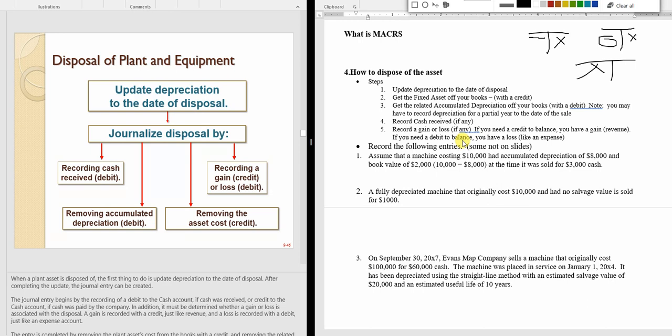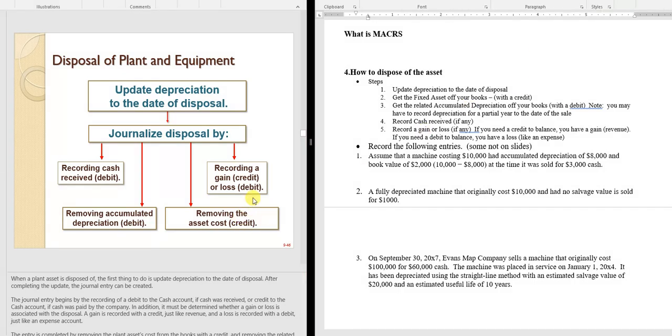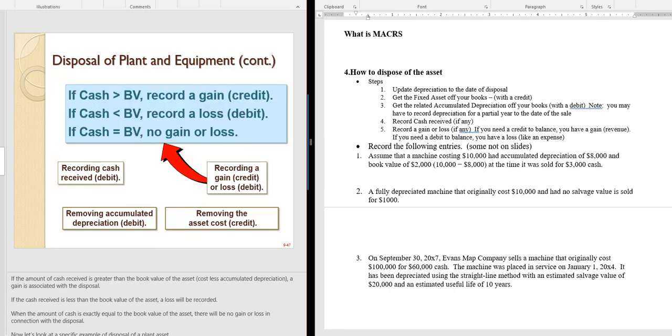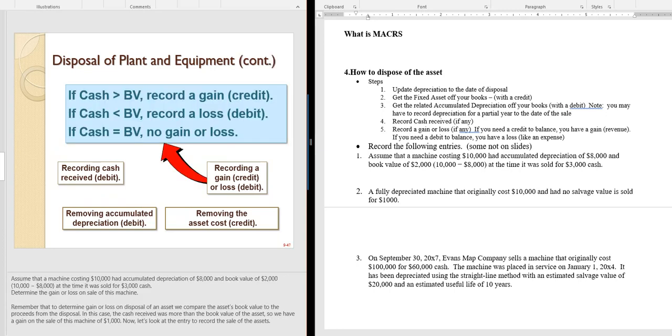And then the last thing I'm going to do is make sure my equation balances. So if I need a credit to balance, credits are revenues, and we call it a gain. If I need a debit to balance, it's like an expense, so I have a loss. All right, so I'm going to go through some examples, and you'll see the same thing.